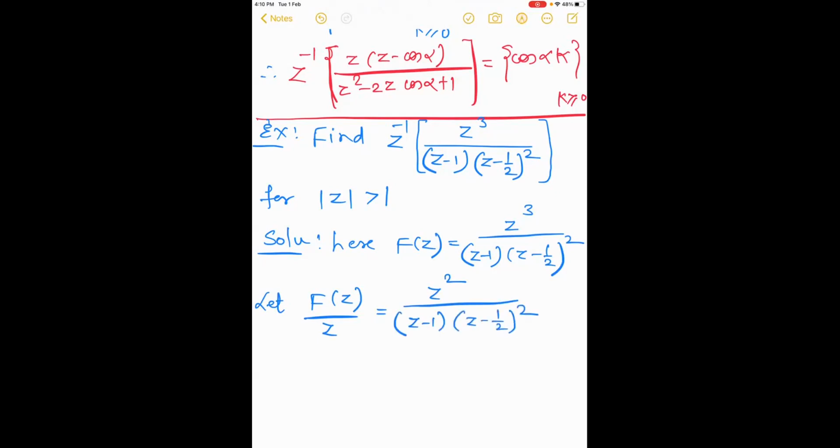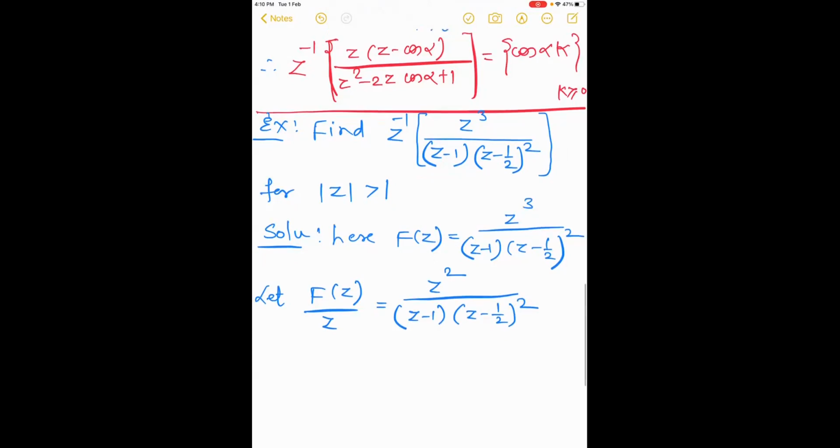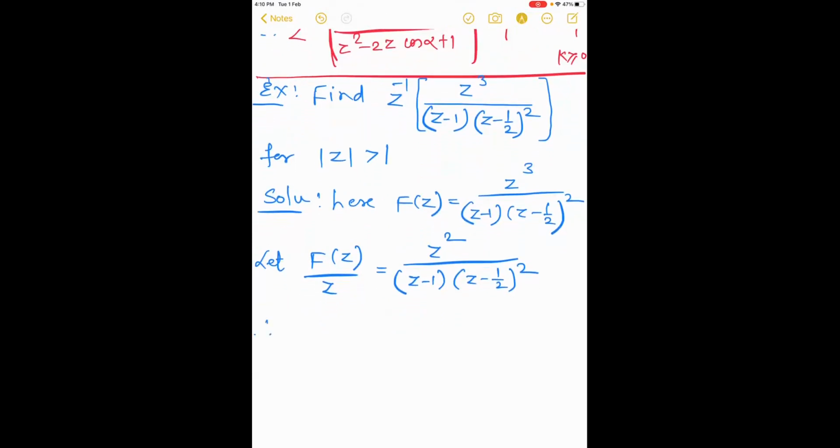This is just one z. I have taken it in the left side of the denominator and on the right-hand side made it the numerator. The numerator's degree is now 2, the denominator's degree is 3. So you have to write down the fraction. Therefore, z square upon (z minus 1) into (z minus half) square equals. Now, how do you write the partial fraction form on the right-hand side?